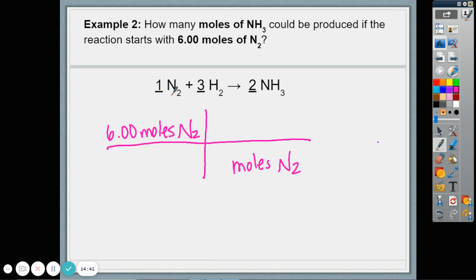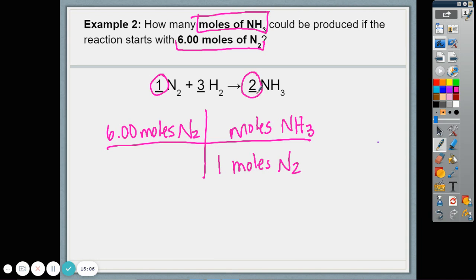So I can go ahead and look up in my equation and see that with N2 there is a 1 as the coefficient, so that's the number that's going to go in front. Okay, so that was my given. Here is my unknown. I'm trying to get to NH3, moles NH3. And then here's NH3 in my equation. It has a 2 in the front, so that's going to go here.